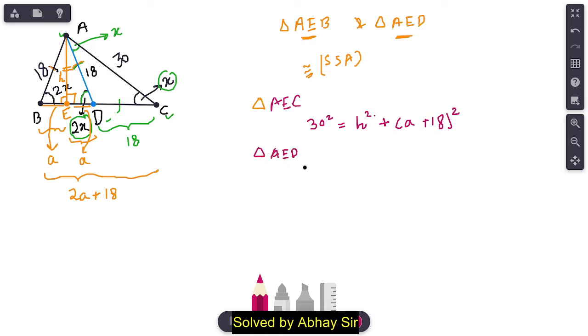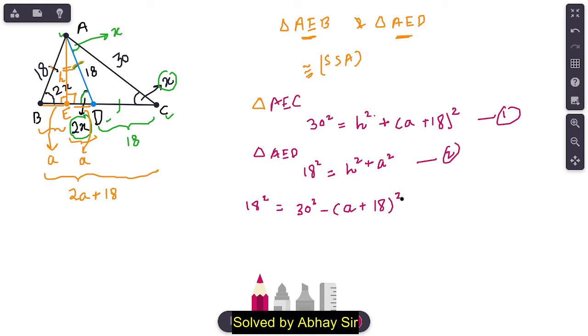Similarly, in triangle AED, we can say that 18 squared is equal to h squared plus a squared. Let this be equation 1 and this be equation 2. Can we eliminate h squared from equations 1 and 2? Yes, very easily. When you eliminate it, you get this equation: 18 squared is equal to 30 squared minus (a plus 18) whole squared plus a squared.